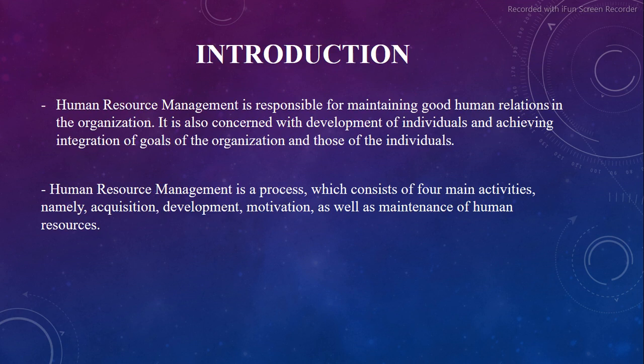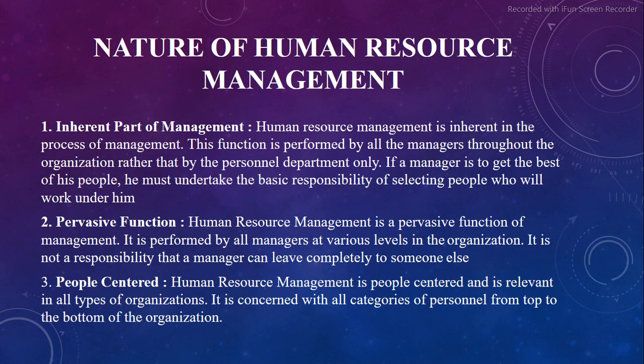defining the term human resource management. I know most of you have come across the term, but we just define it. We can first of all see that human resource management is responsible for maintaining good human relations in the organization. It's also concerned with the development of individuals and achieving integration of goals of the organization and those of the individuals. So human resource management is a process which consists of four main activities, namely acquisition, development, motivation, as well as maintenance, of course, of the human resources in the organization.